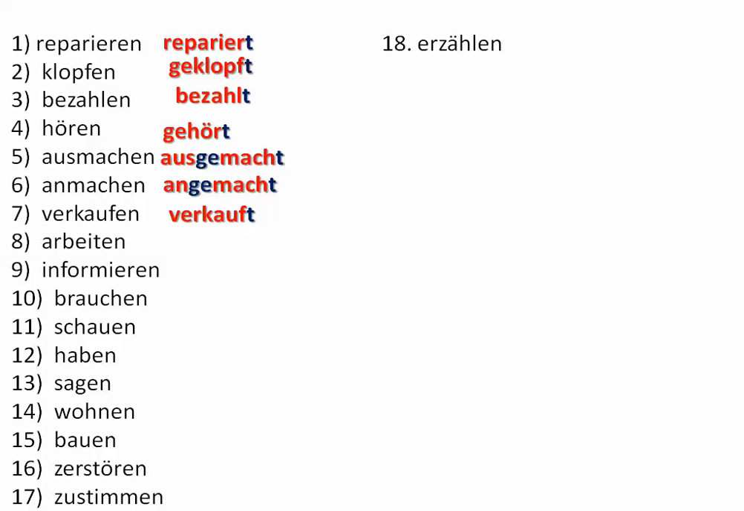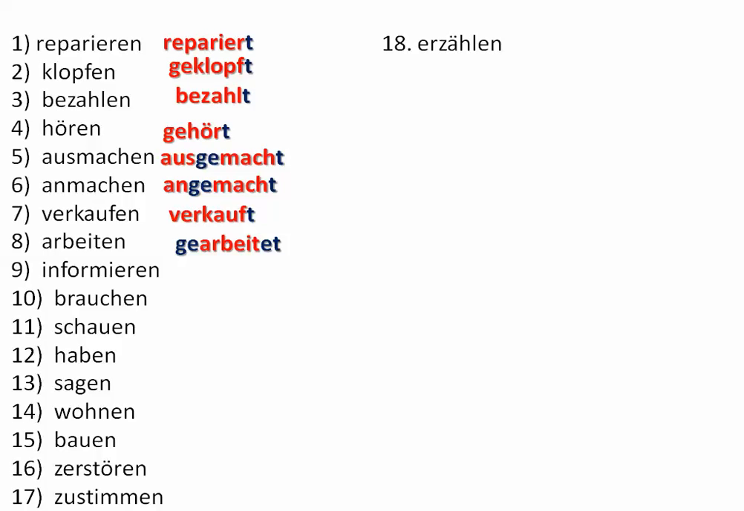When you have a verb and you take the en off and it ends in t or d, you're going to add an extra e before the t at the end. So that's what we do here. Gearbeitet. Ich habe den ganzen Tag gearbeitet. I have worked the whole day.